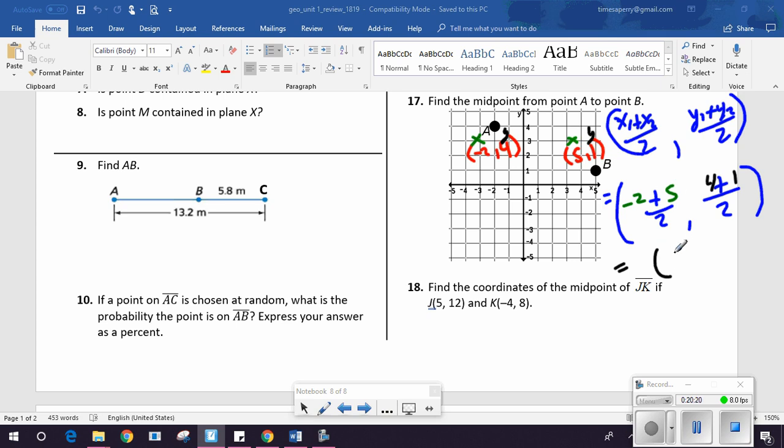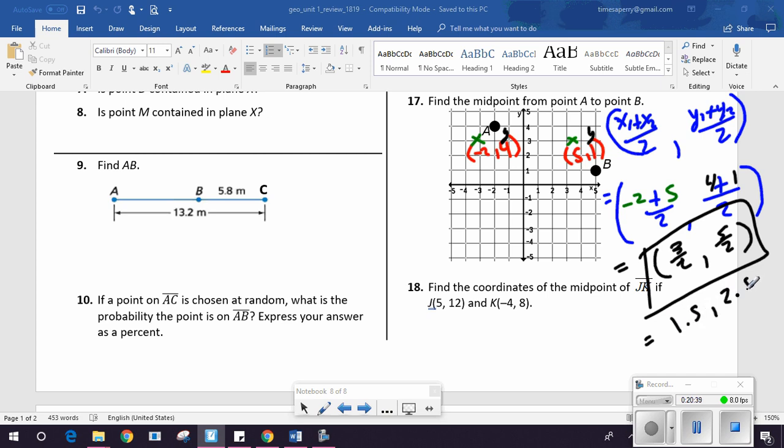So -2 plus 5 is 3. 4 plus 1 is 5. You can leave them as improper fractions, which is totally fine, just in lowest terms, please. Or you can convert it to a decimal, so you should get 1.5 and 2.5.